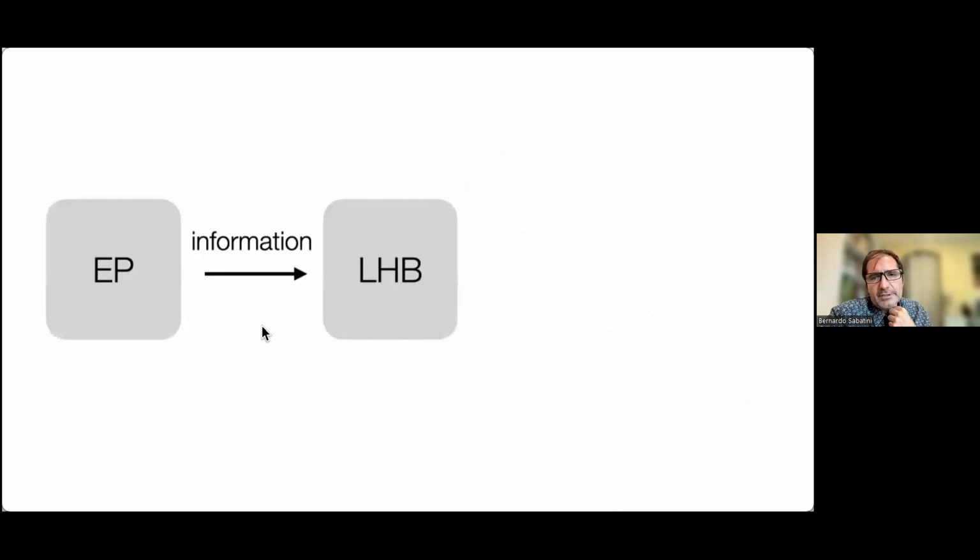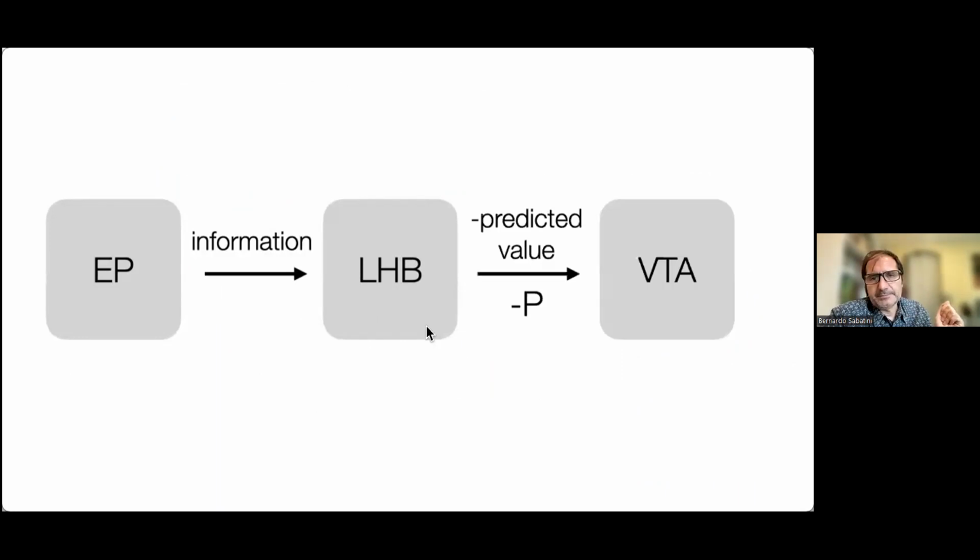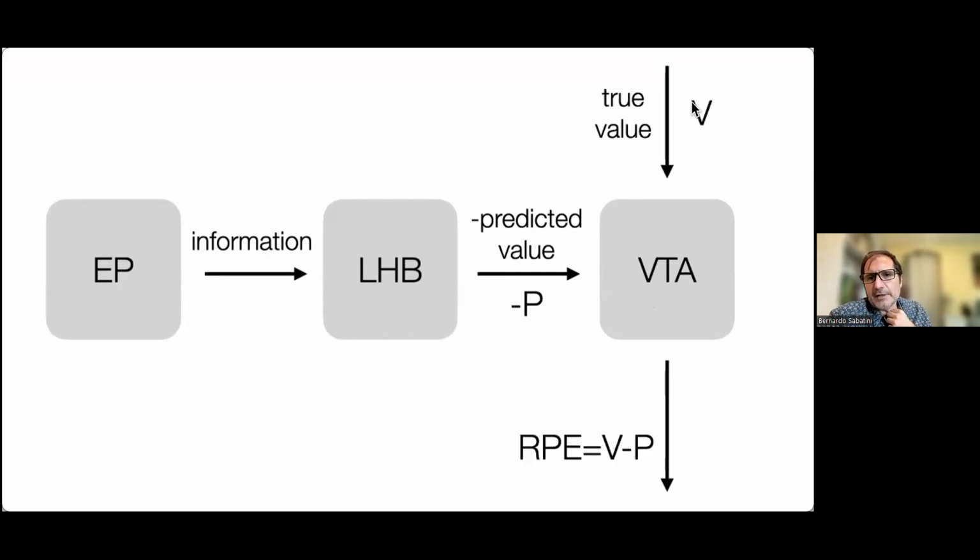The endopeduncular nucleus provides information to the habenula. The habenula calculates a negative value, negative because of the signs of the synapses here, which is fed into the ventral tegmental area, which then compares that to a true value. And the difference of the two is then the reward prediction error, the value minus the predicted. And that's, of course, encoded by dopamine. Other people have other proposals, but there's a lot of evidence that dopamine encodes RPE, at least from the VTA.